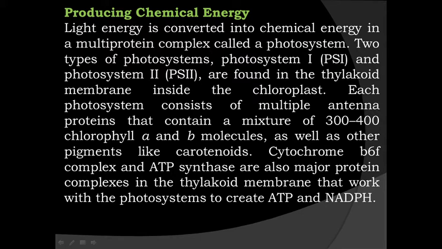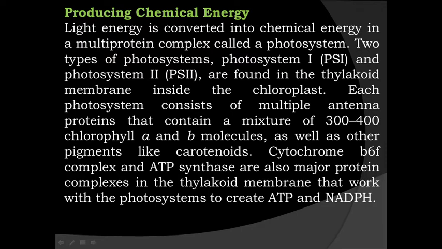Producing chemical energy. Light energy is converted into chemical energy in a multi-protein complex called a photosystem. There are two types of photosystems. Photosystem first, its reaction center is P700, and photosystem second, its reaction center is P680. They are found in the thylakoid membrane inside the chloroplast.